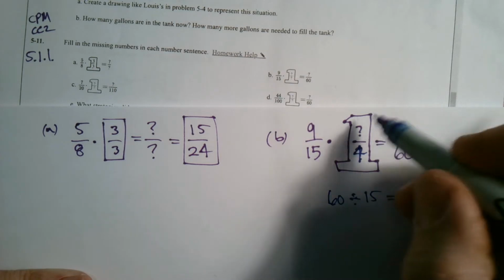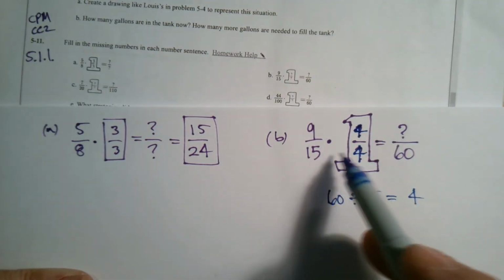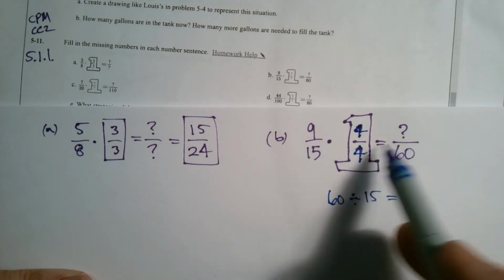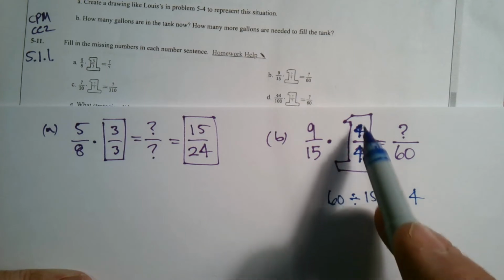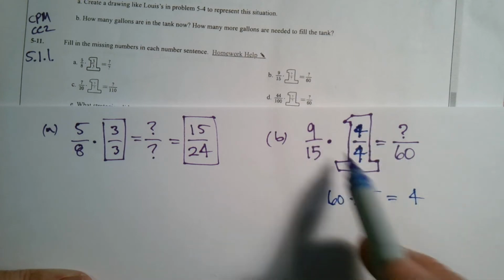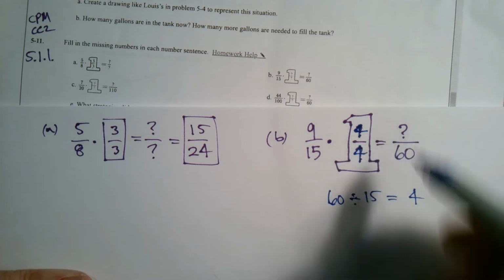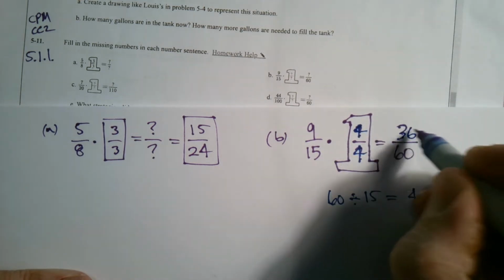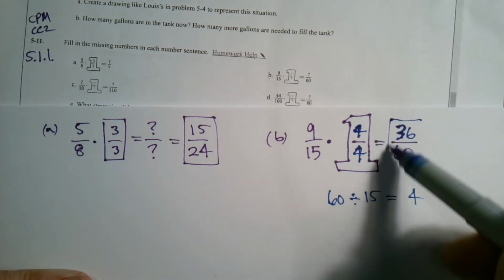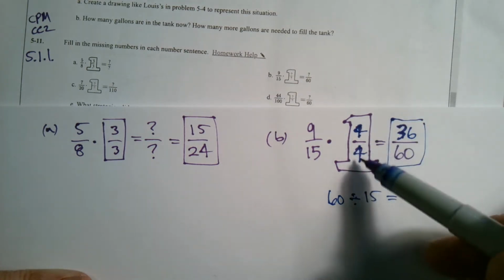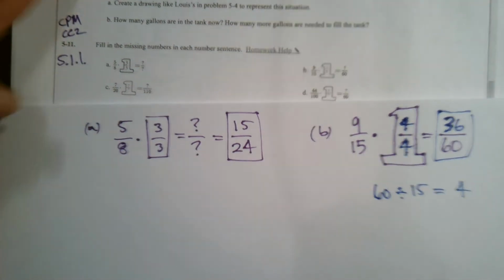And in order for this to be a giant 1, I have to make the numerator 4 as well, because again, I'm not making the fraction bigger. I'm just writing an equivalent fraction by multiplying by 4 over 4, which is 1. So 15 times 4 is 60. 9 times 4 is 36. So that tells me now I've got 36 over 60, and my giant 1 was 4 over 4. All right, so C.